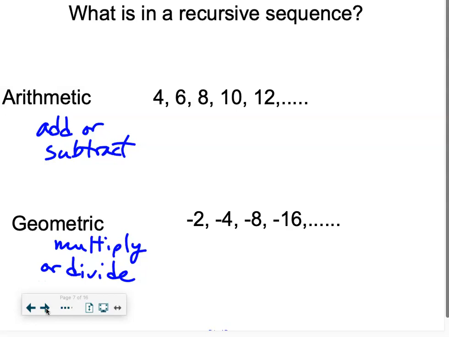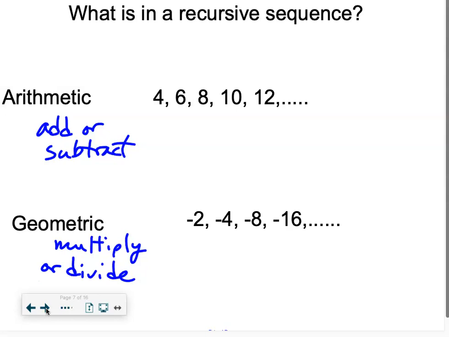Before we move on, how do you know what number you're adding? Like, what number are we adding each time? 2. How did you know that? Find the difference between any 2 terms, right? Take any term and subtract the term before it. And that's the number you're adding each time.